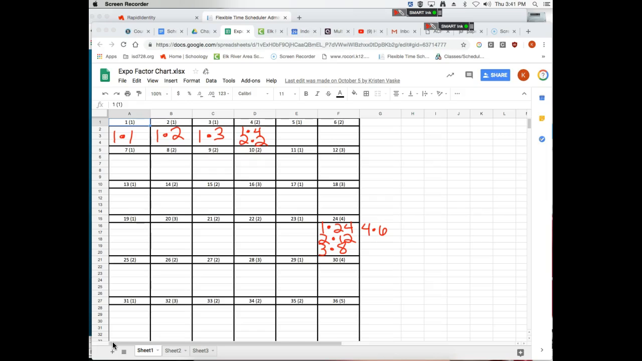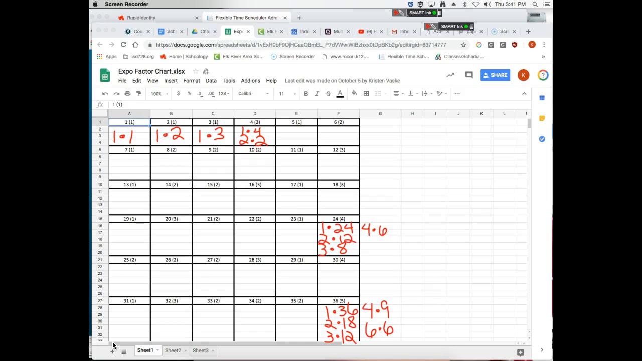On this side, I see I have 36. So to get to 36, again, the first one is 1 times 36. The next one is 2 times 18. The next one is 3 times 12. The next one is 4 times 9. And our last one is 6 times 6.